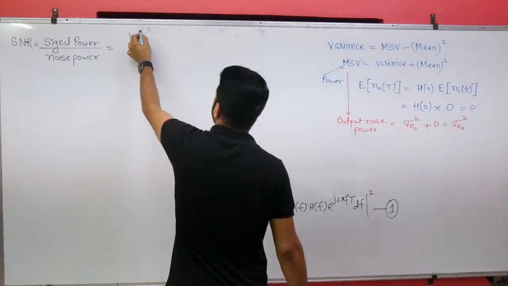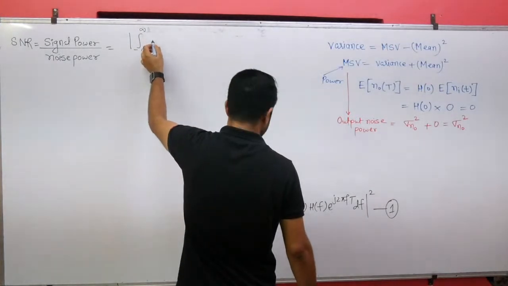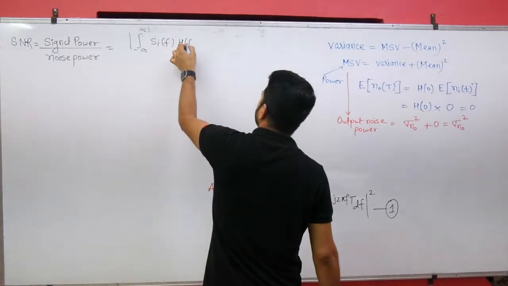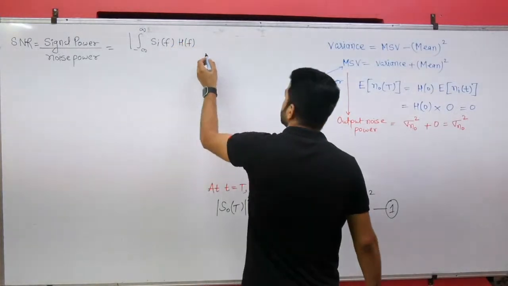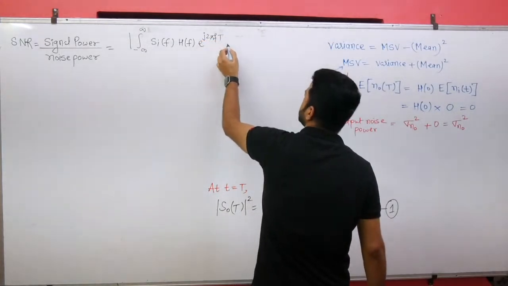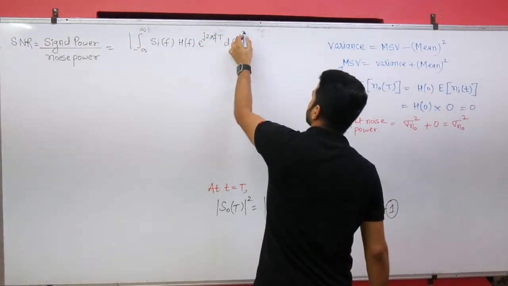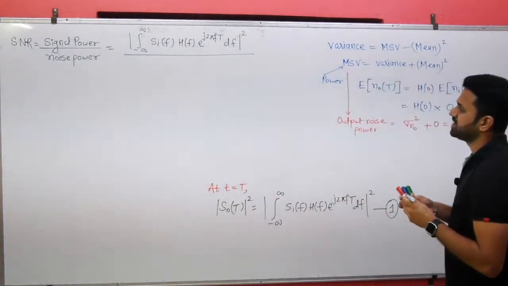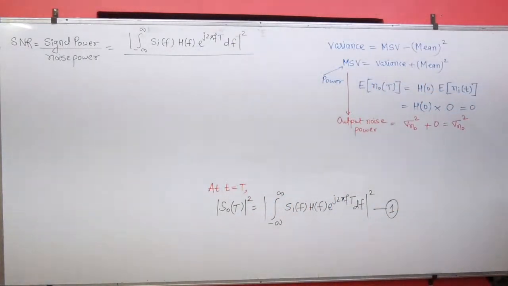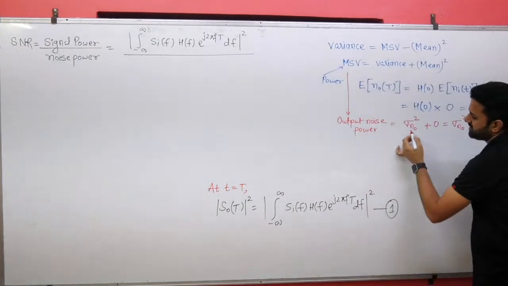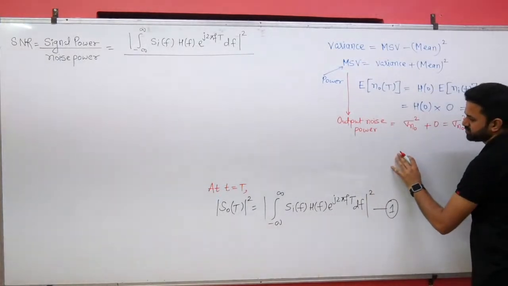of integral from minus infinity to infinity of S_i(f) H(f) e^{j2πft} df, mod square, divided by noise power. So let me write this first. Noise power we have calculated. Noise power is denoted by sigma n naught square, that is okay.